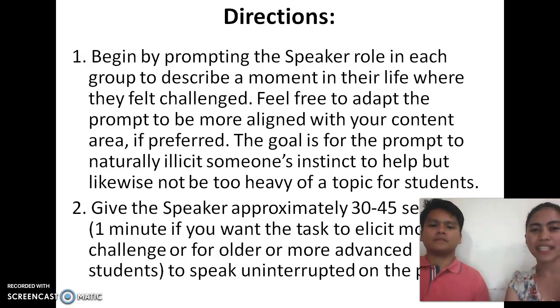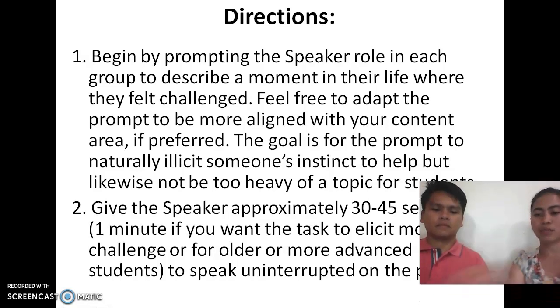First, begin by prompting the speaker role in each group to describe a moment in their lives where they felt challenged. The speaker is given a minute or two to speak out their challenging experiences.